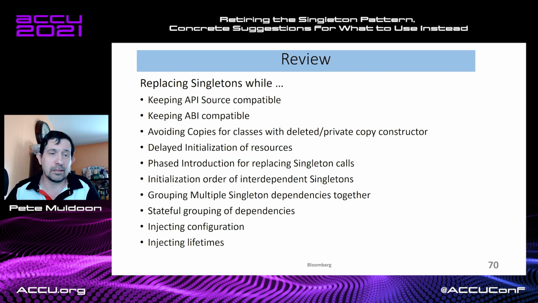And we also went to the extent of keeping it ABI compatible. All right, so we went and said, okay, look, we can do it where we don't even change the function signature by creating 2 signatures. Avoid copies for classes with deleted or private copy constructor. So any members that are inside of there, which are not copyable, okay, we found a way to do that as well.